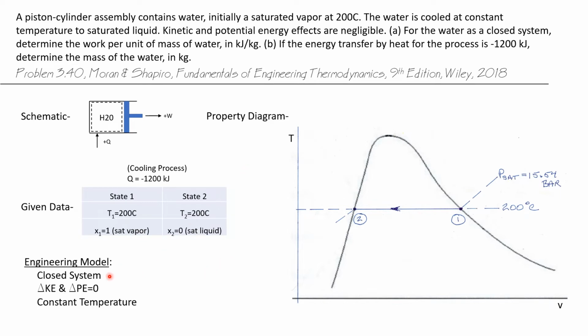We'll model this as a closed system with delta KE and delta PE assumed to be 0. And it is a constant temperature process, as given and shown here on the T-v diagram. What we want to find is the work done, that small w, in kilojoules per kilogram. And we want to find the mass of the water in the cylinder.